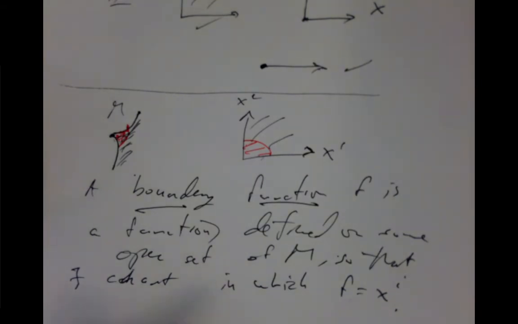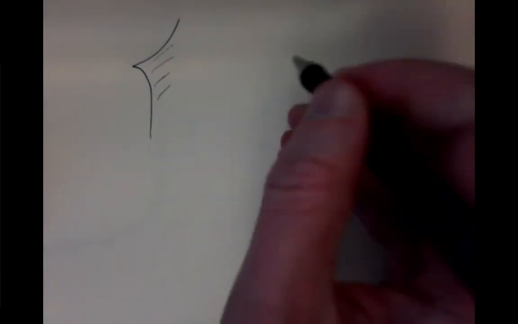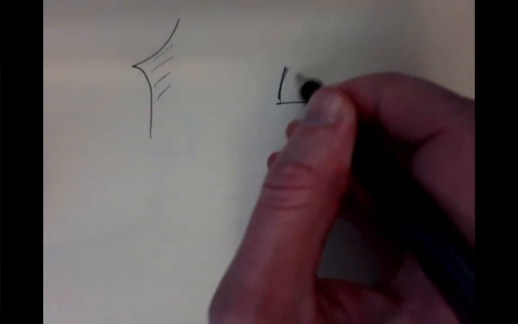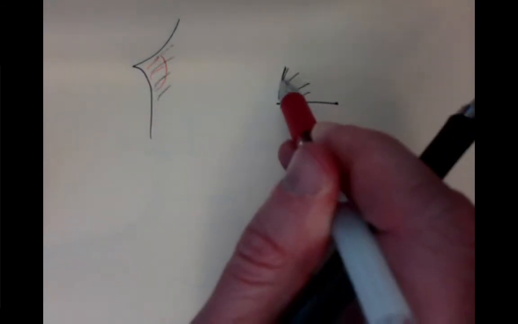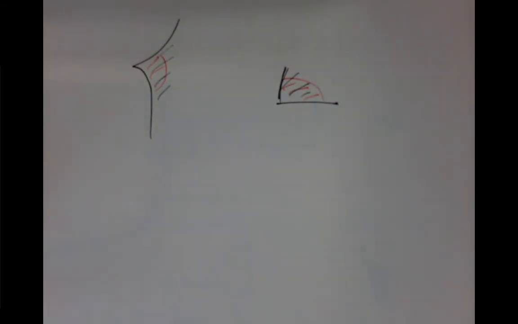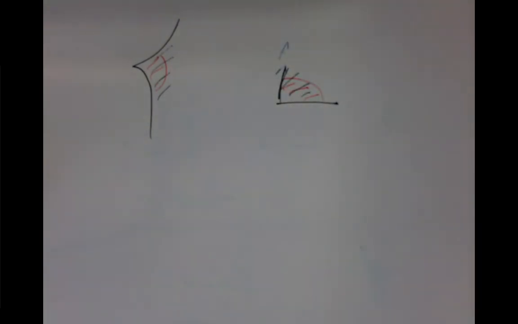So then the differential of a boundary function at a point. If we have a boundary function, it's an abstract manifold with some kind of corner, so here's our manifold, and we have a corner, and then we have the standard corner, and we have some sort of chart, which is mapping some region here to some region here, maybe this one. And then we'll have a boundary function, which will be some function, which is maybe this guy, f, in this case, maybe is x2.